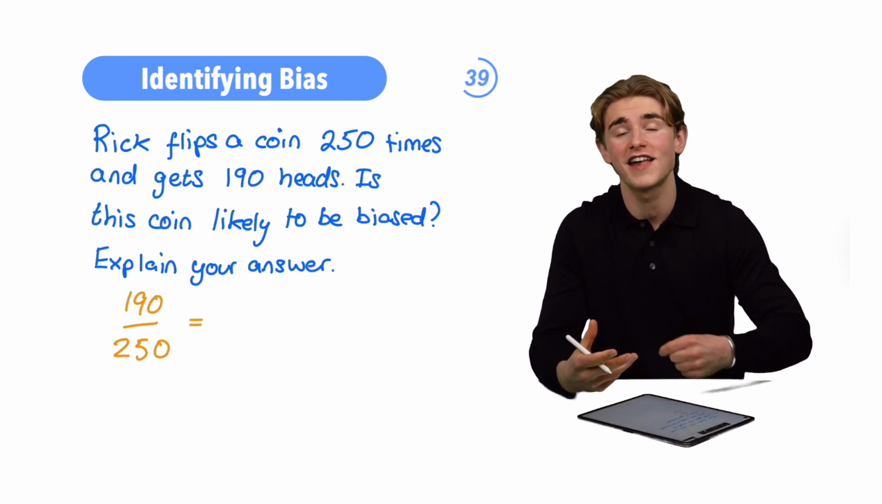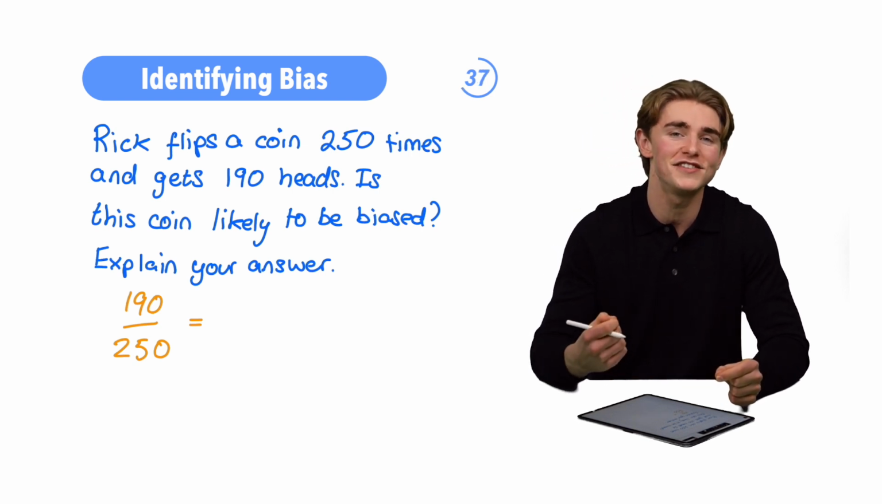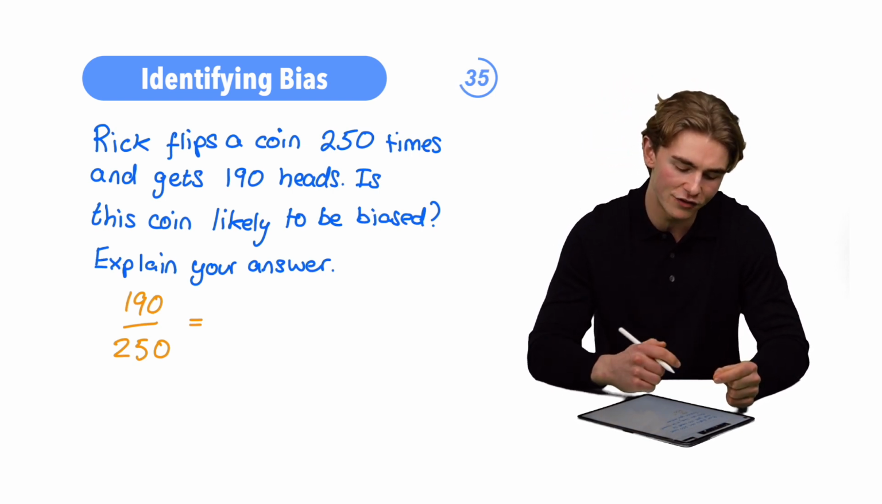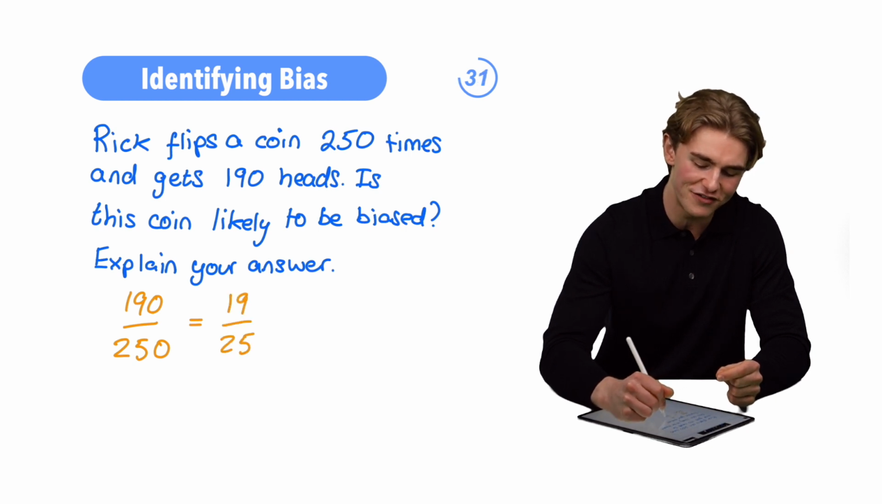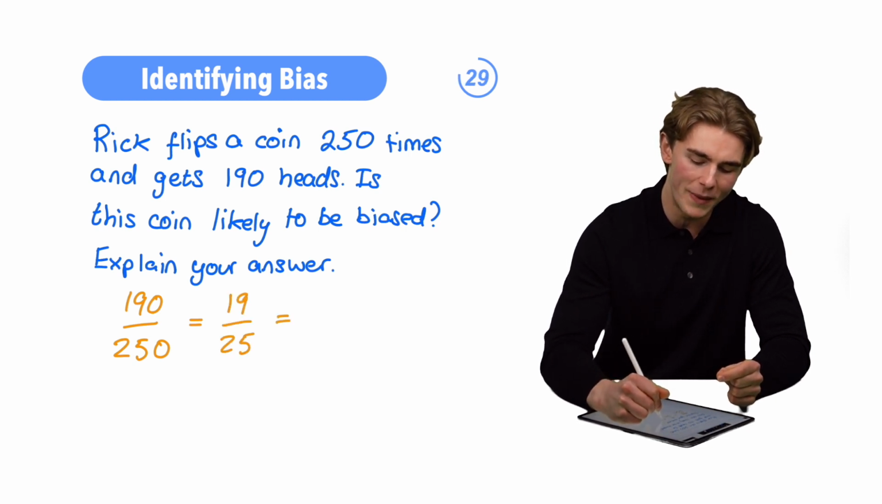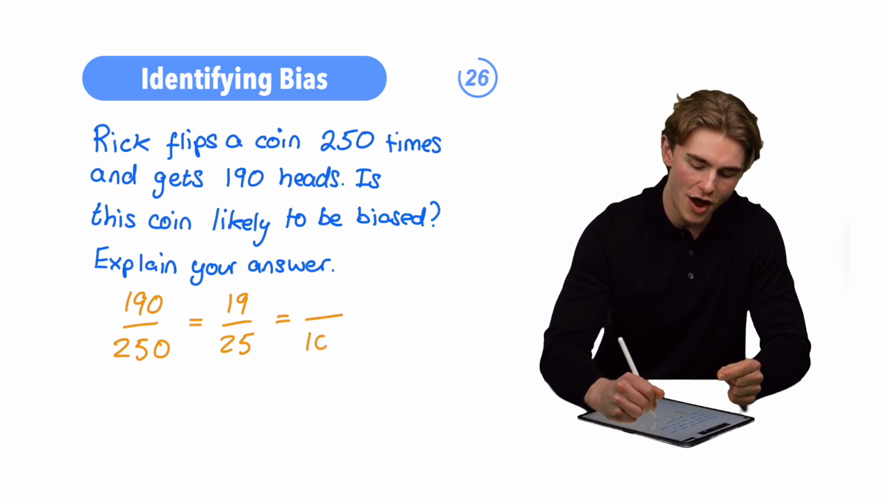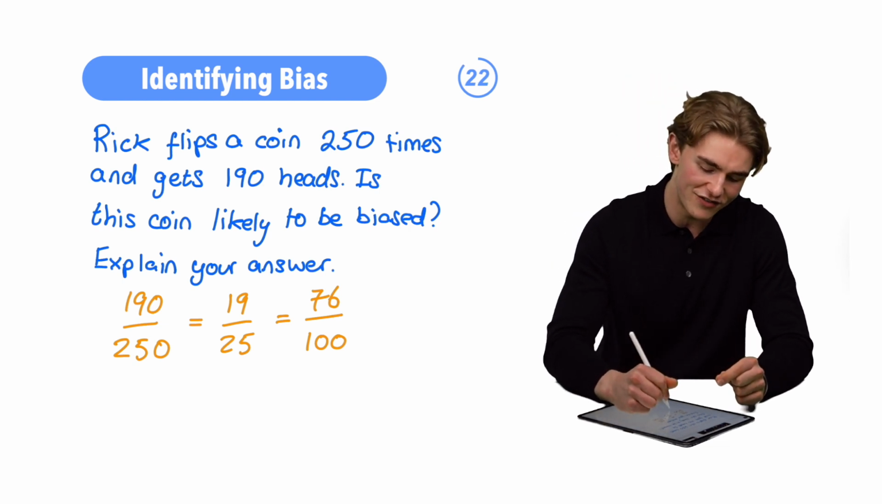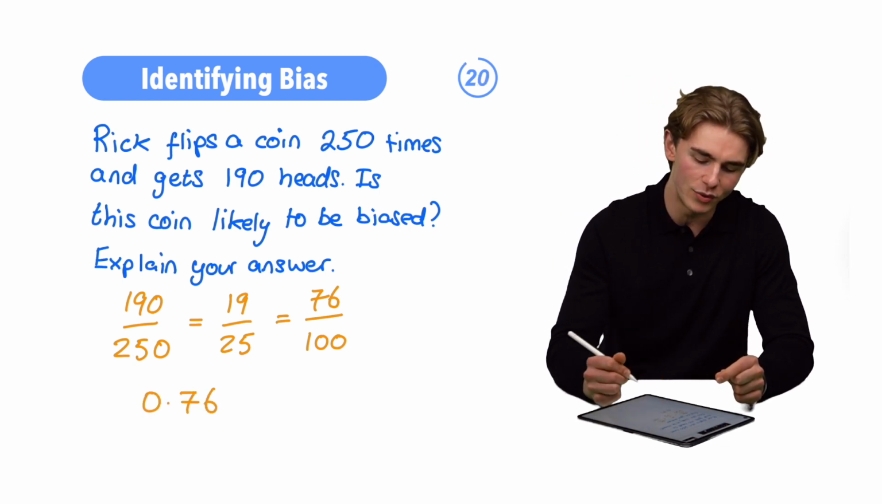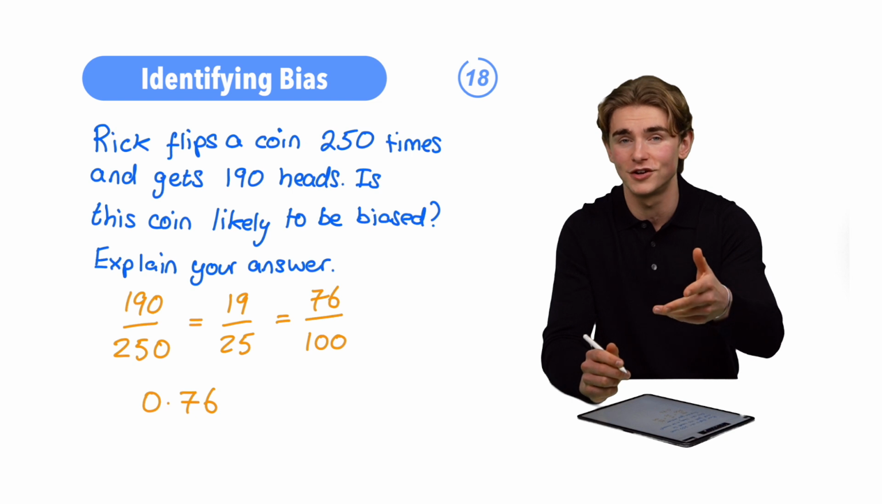Now we're going to simplify this and write it as a decimal, so it's easier to compare to 0.5. Dividing top and bottom both first by 10, we're going to get 19 over 25. Then we can times top and bottom both by 4, making the denominator 100. We're going to get 76 over 100. Now, this is pretty clearly going to be 0.76 as a decimal. How do we do that? 76 divided by 100 if you're not sure.